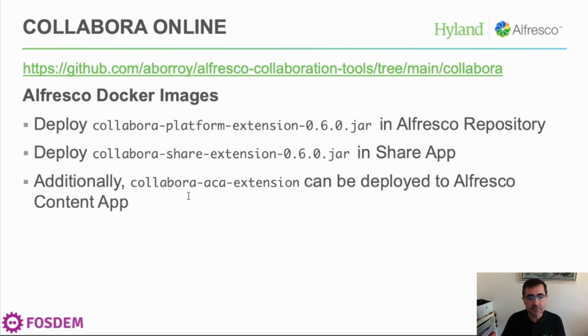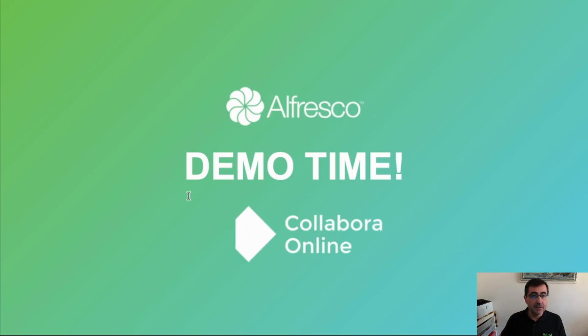But you can also deploy this Collabora ACA extension if you are using ADF or ACA. There is no problem in doing that. Just follow the instructions on the main web page of the GitHub project and you can understand how to apply that. And with no more explanations, let's dive into the demo.